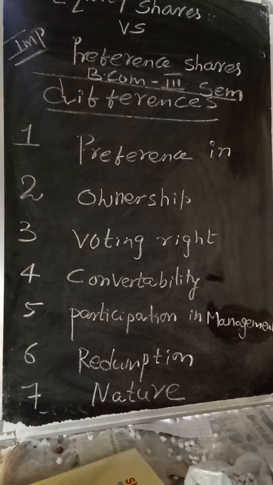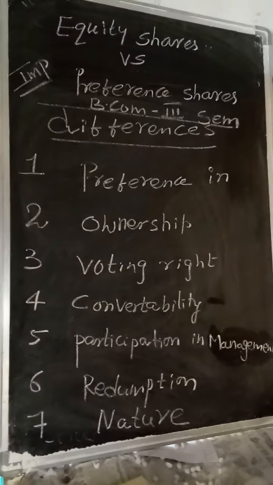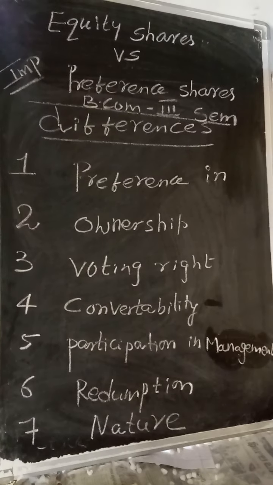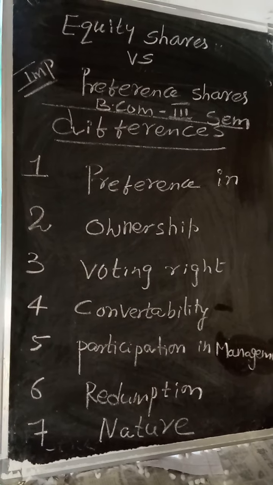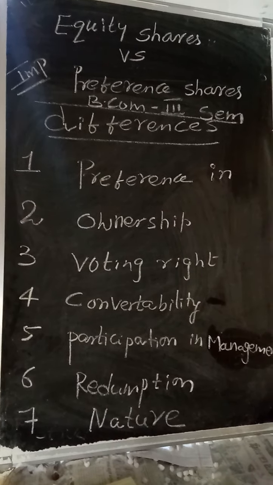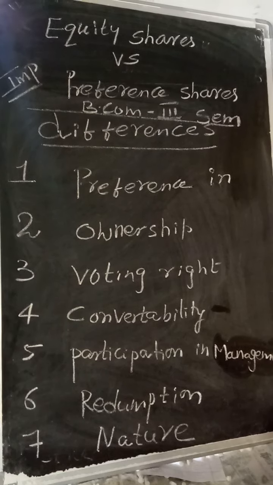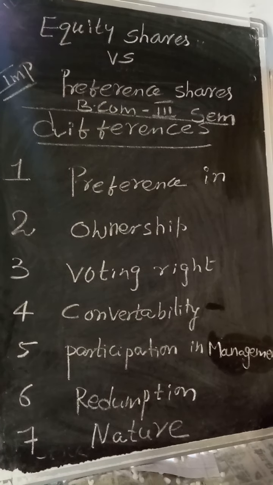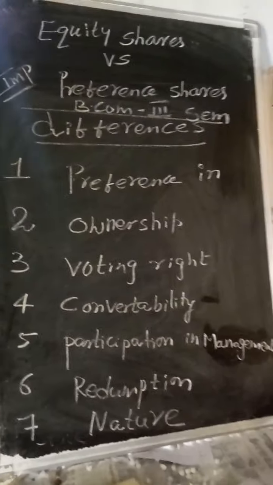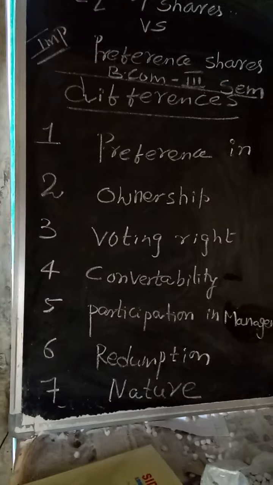My dear students, consider this class very important. This is a repeatedly asked question in Advanced Accounts for BCom third semester. I wish you all the best. Hope you understand something. When the differences question comes, you have to make two columns: one side equity shares, the second side preference shares, and here the points of difference. These are the 7 points of difference.